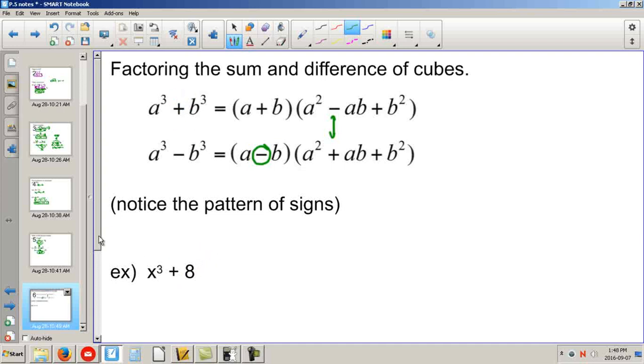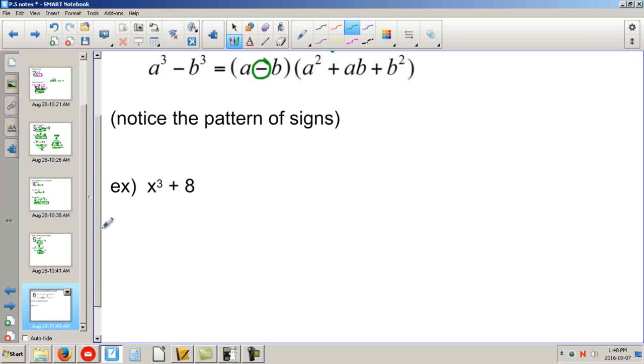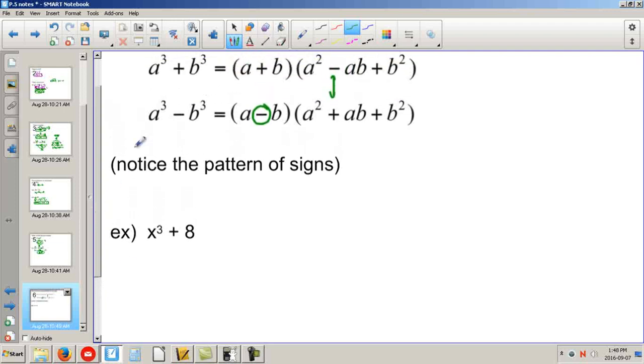So the first thing you might want to do with something like x cubed plus 8 is recognize that we're looking at this pattern. But also, what's b in the problem? You can't say that it's 8 because 8 isn't being cubed. You need to replace it with something that is being cubed. So what cubed would give me 8? We got to think about that. What times itself 3 times gives me 8? The answer is 2. So this problem is not x cubed plus 8. It's really x cubed plus 2 cubed.